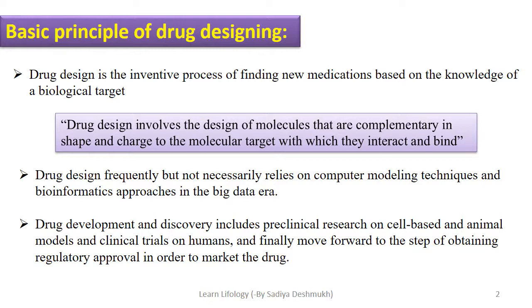Drug development and discovery includes preclinical research. So these are, you can say, the steps in the discovery or designing of the drug. Preclinical research is done on cell-based or animal models. Then clinical trials on humans are done, and finally it moves forward to obtaining regulatory approval after the clinical trials are done. If you are getting good results in the clinical trials, then the regulatory approvals should be taken, and finally the marketing of the drug is done.